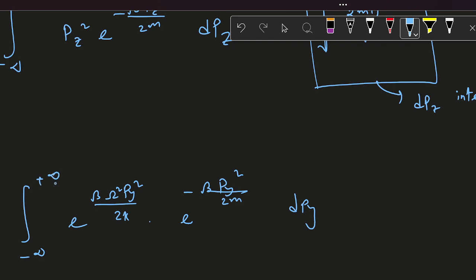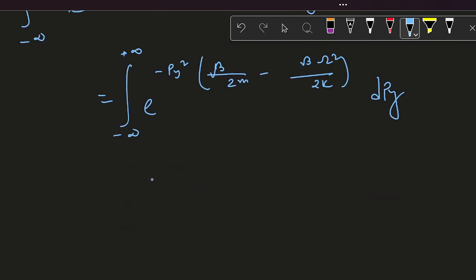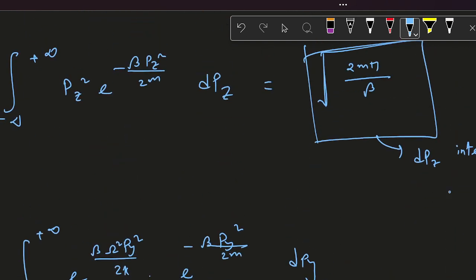So we can again reduce it to an equivalent Gaussian. So e to the power minus py squared times (beta by twice m minus beta omega squared by twice k) dpy from minus to plus infinity. So this is nothing but root over pi by (beta by twice m minus beta omega squared by twice k). So this part is done. This is coming from your dpy integral, and this dpz is done.